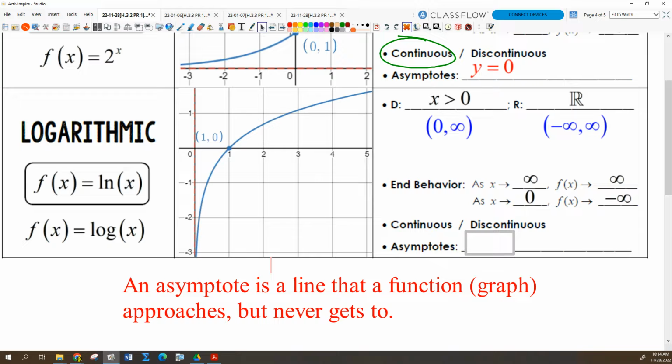Vote with your thumbs, continuous or discontinuous. It is continuous. You are correct. And the asymptotes, yes, there is an asymptote. Miranda, what is that? It's a vertical asymptote. Okay, now hold on. Which axis is it cutting through? The x-axis, right? So what does it equal? X equals 0. Okay? And then that's it.